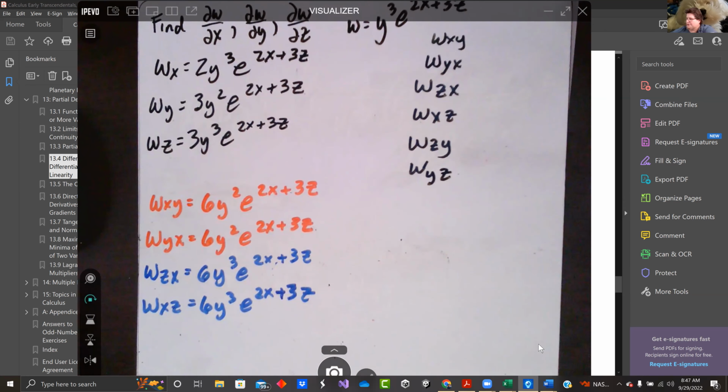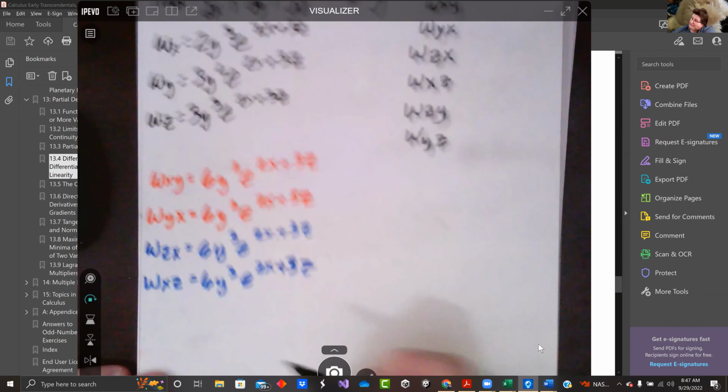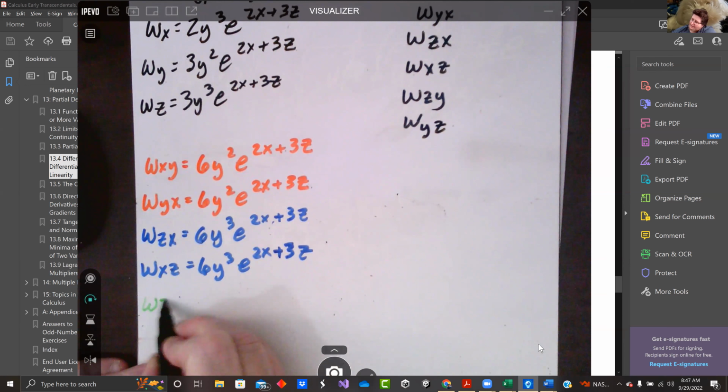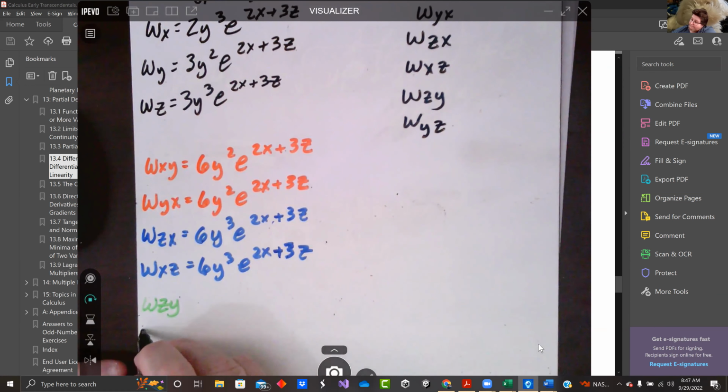So we're playing with some ideas here. Doing this mixed partial thing a few times, looking at the results, and then let's see if we can go another step.